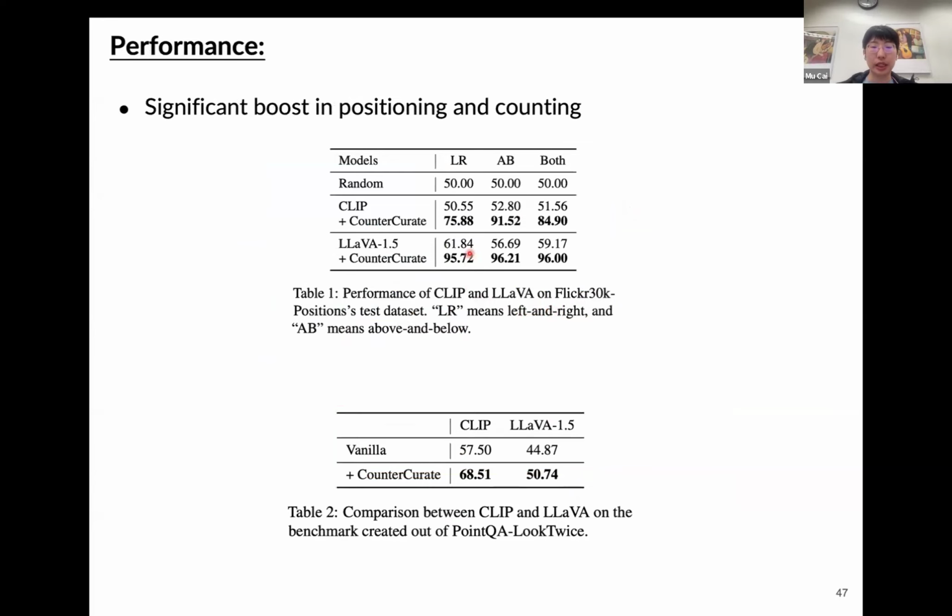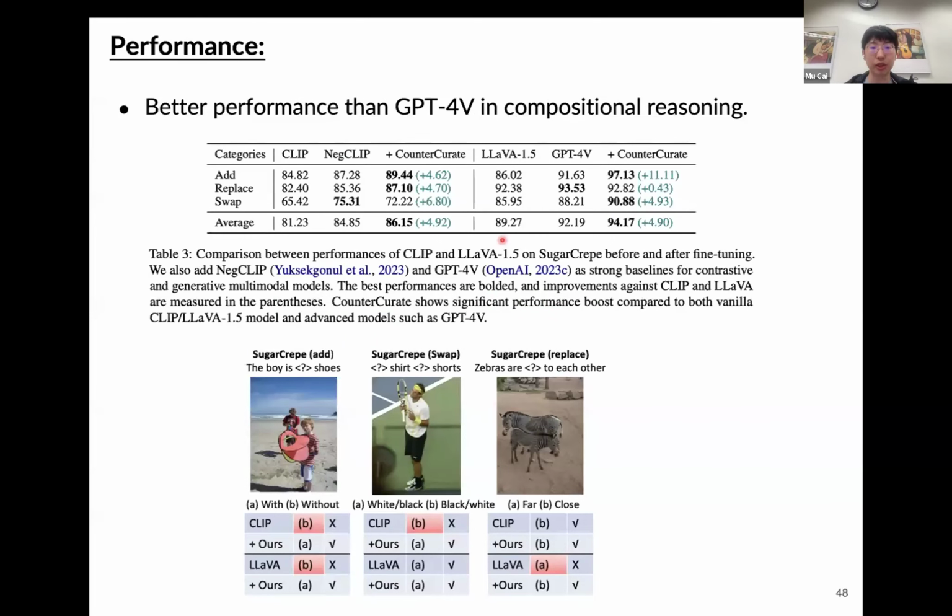With our fine-tuned data, we don't improve the model a bit, but we improve the model a lot on a lot of benchmarks. Here is the positional understanding for left, right, above, below, and the second table shows the accuracy for counting, where we also improve a lot. Here we show the examples for semantic compositional reasoning, where we improve around 5% for base models. And our fine-tuned LLaVA model can even beat GPT-4V in compositional reasoning.